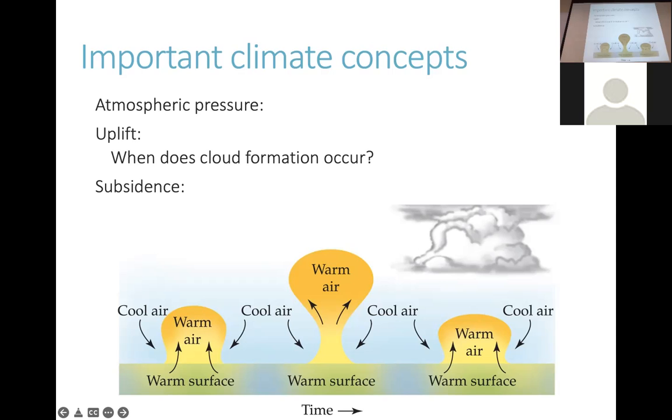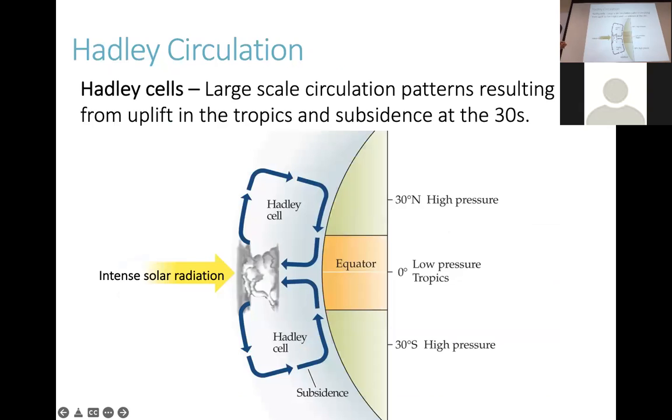Ready to move on? All right, so what are these Hadley cells and Hadley circulation? We're talking really large scale here. So large scale patterns that result from this uplift and subsidence. Uplift of air and then the falling back of the air to the earth. I'm gonna wait a minute while y'all write because I don't want to jump in too quickly. If you miss the beginning of this explanation, it can be really confusing from here on.